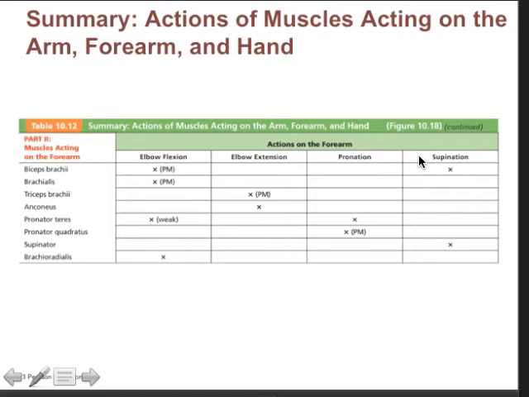Okay, that brings this section of Chapter 10 to a close, and I'll see you in the last component, which is going to deal with the muscles of the hips and lower limbs in just a moment.